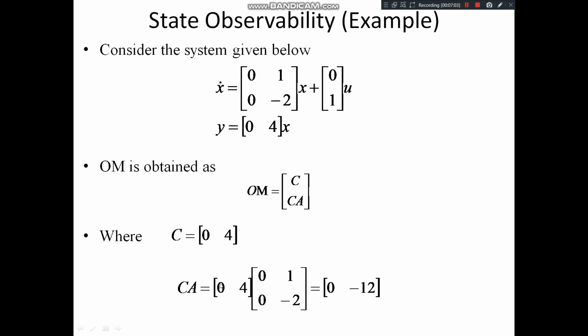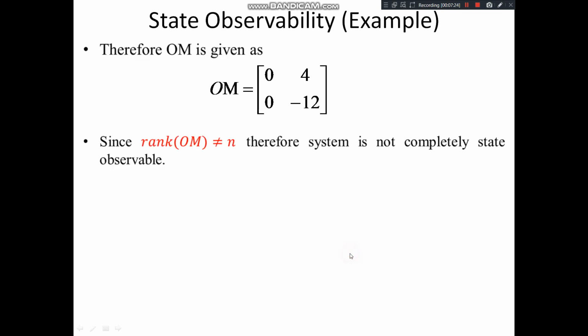So we multiply 0 with 0, it is 0, plus 4 into 0, that is 0. Then in the second column, it is 0 into 1, that is 0, and 4 into minus 2, it should be minus 8. Okay, so make the correction there, it is minus 8. Therefore the observability matrix can be written as [0, 0; 4, -8]. That correction is required, you can do that.